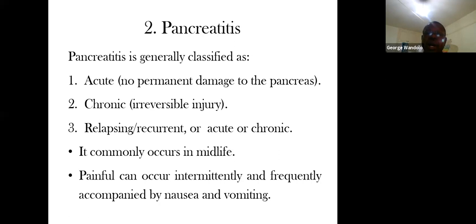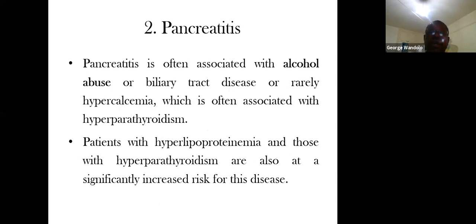This disease occurs in middle life, like 20 to 40, or 20 to 50. Pain can occur intermittently and frequently is accompanied by nausea and vomiting. So acute pancreatitis has an intermittent pain with nausea and vomiting. A majority of times, these people will give you a history of ingestion of alcohol. So pancreatitis is often associated with alcohol abuse, okay?